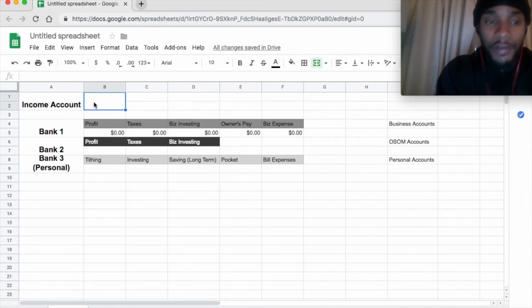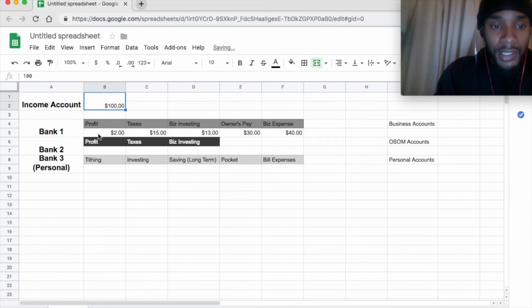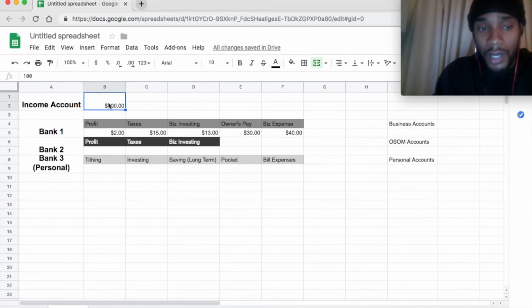So let's just go over it. For instance, you put $100 in there. It'll break it down: 2% of 100 is $2. 15% of 100 is $15 for taxes. 13% of $100 is $13 for business investing. You get $30 for your owner's pay, and then the remaining amount is $40. So this gives you a total of $100. So in the beginning, what you take off immediately is 60%.